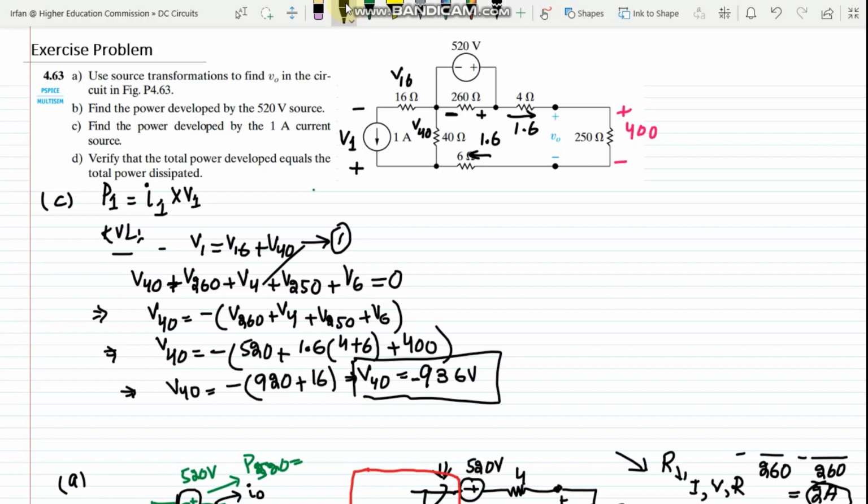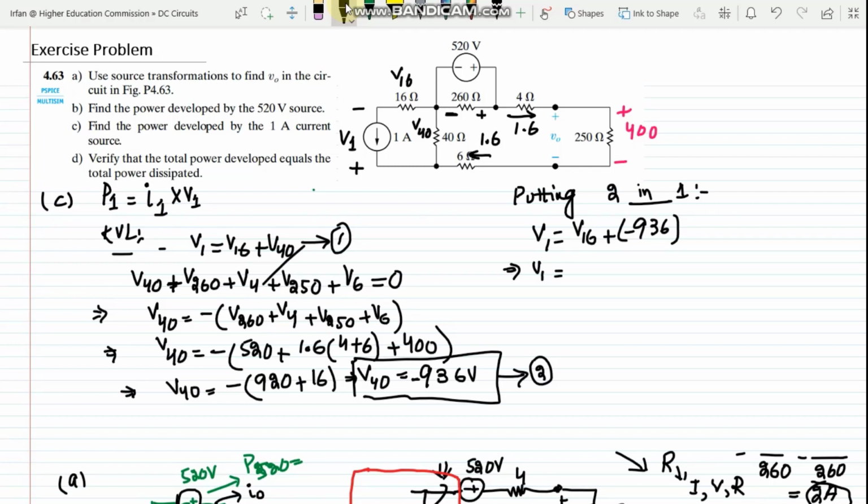Okay, so now in order to find V1, calling it 2 and putting 2 in 1, what I will get, here V1 is equal to V16 plus the value here is V40, and that is minus 936. But again we don't know the value of V16, but the same current in this loop is flowing, which is 1 ampere. So multiplying this current with the resistance here, I will get V1 equal to 16 multiplied by 1 minus 936. So here V1 will be 16 minus 936, equal to minus 920 volts. So that is the value of V1.